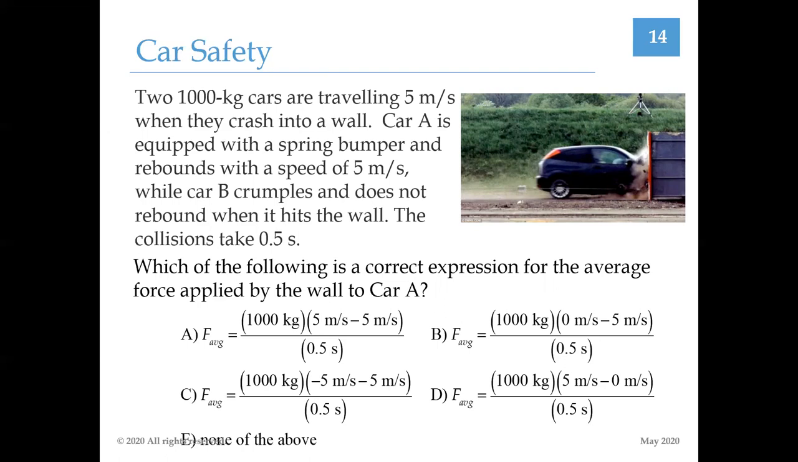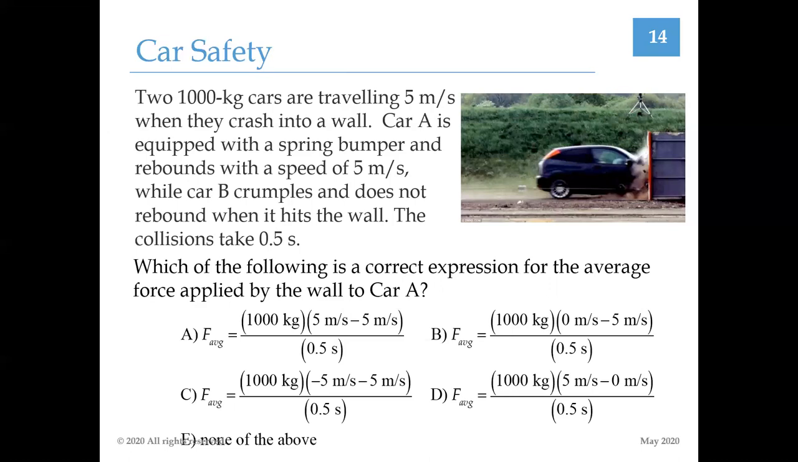So for this situation, what is our initial velocity? Well, it's the 5 meters per second towards the wall. For car A, when we say what is the final velocity, well, it didn't come to a complete stop. It bounced backwards at 5 meters per second. So its final velocity is now 5 meters per second, but in the negative direction compared to the initial velocity. And again, the time it takes for this collision is 0.5 seconds.